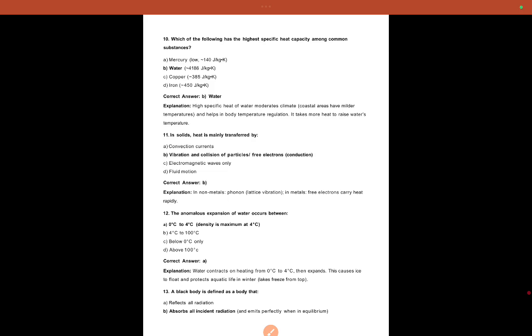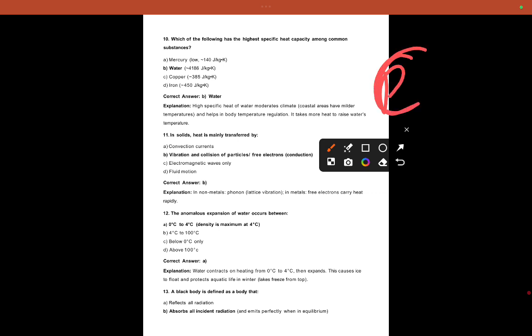Coming to question number 11, in solids, heat is mainly transferred by which method? That is conduction. Conduction is the vibration and collision of particles or free electrons. These help in the transfer of heat in solids, which we consider as conduction.